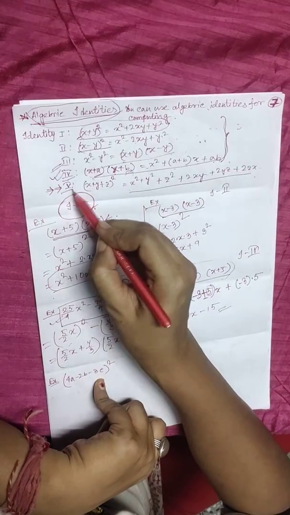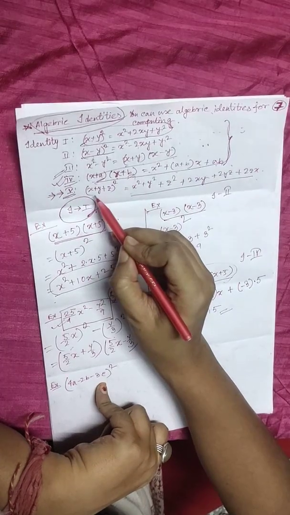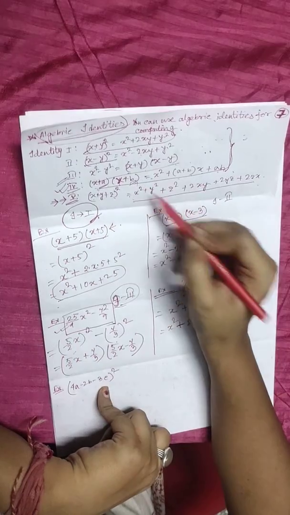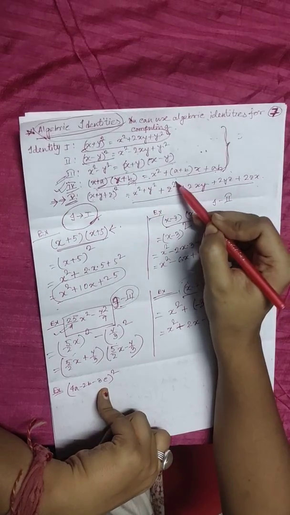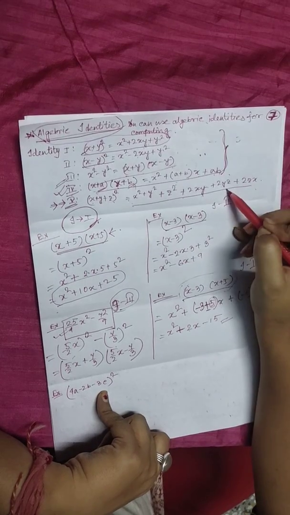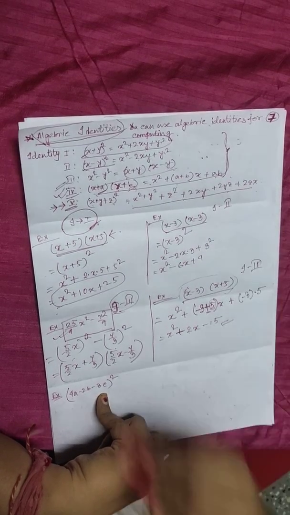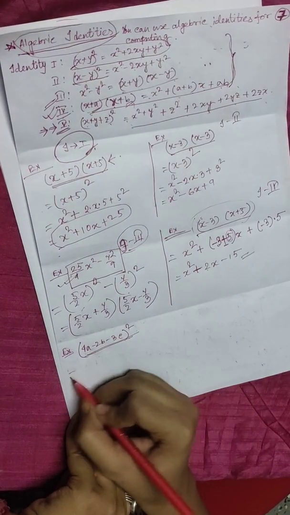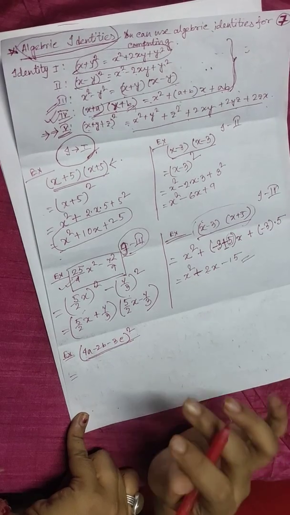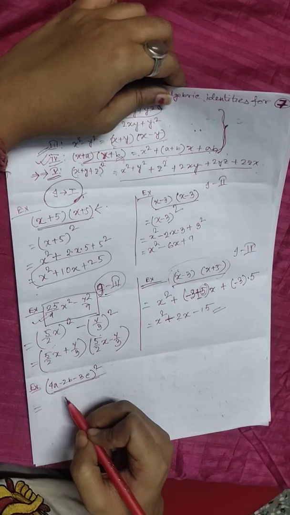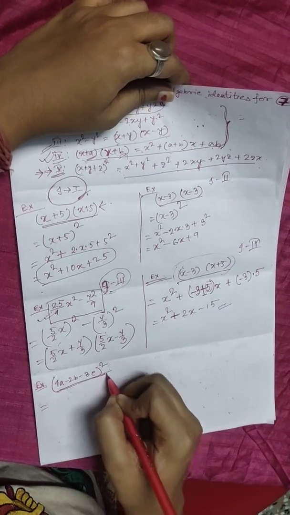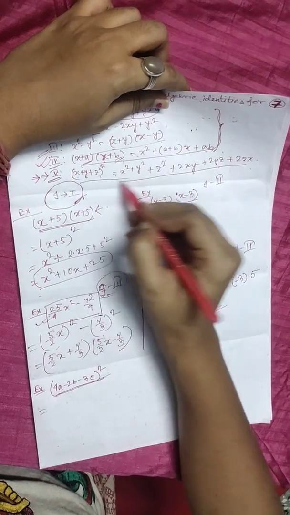Now, look at identity 5. Here it is saying that (x plus y plus z) whole square will be equal to x square plus y square plus z square plus 2xy plus 2yz plus 2zx. Now, if I give you an example like this and I ask you to expand this, it is not an easy task. So for this example, if I ask you to expand this, you will use identity 5.